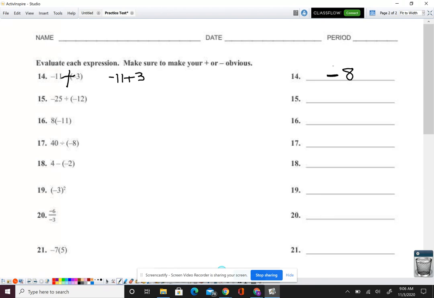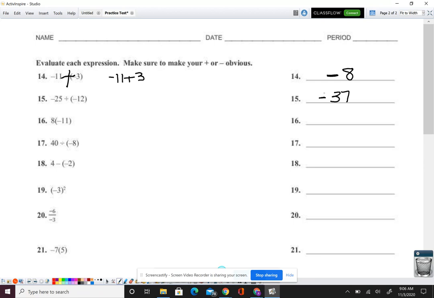Number 15, a negative number plus a negative number. Signs are the same, so I add them together and I get 37. And the sign on those is negative, so it's a negative 37.